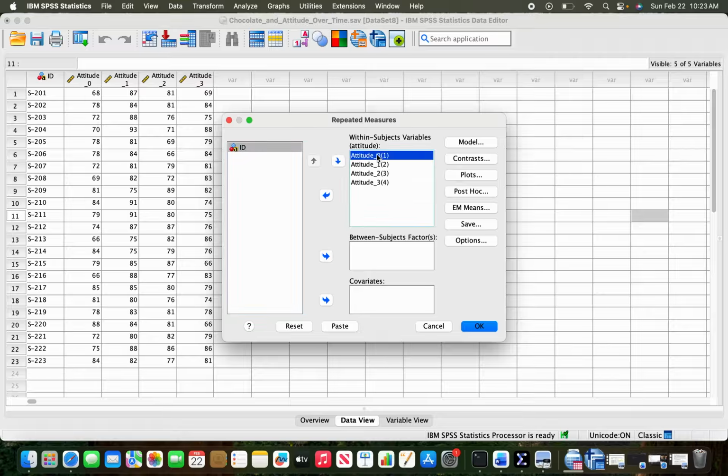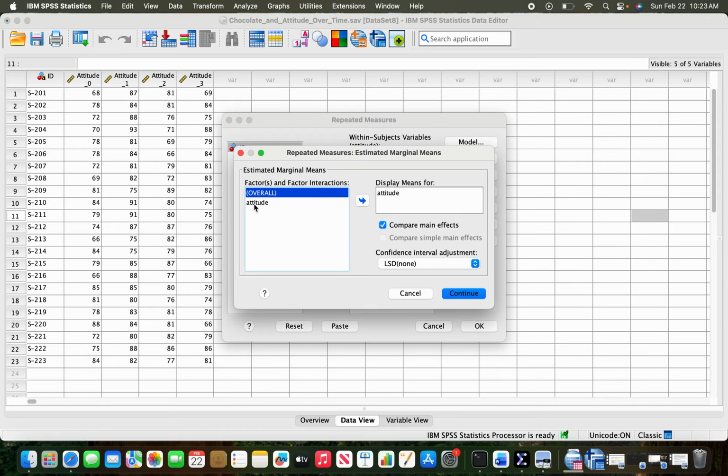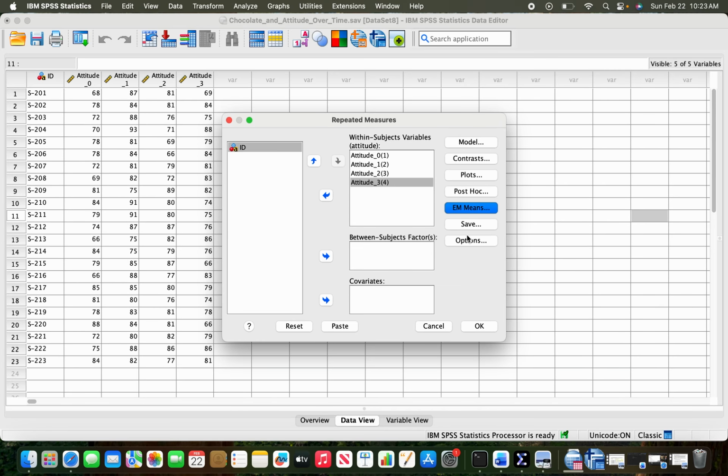What we are doing is the attitude is usually over here. We brought it over in order, so starting from 0, going all the way up to 3. Under EM means, we're going to move attitude over to attitude over here. We're going to compare main effects, and then we're going to say Continue. We're also going to go to Options.